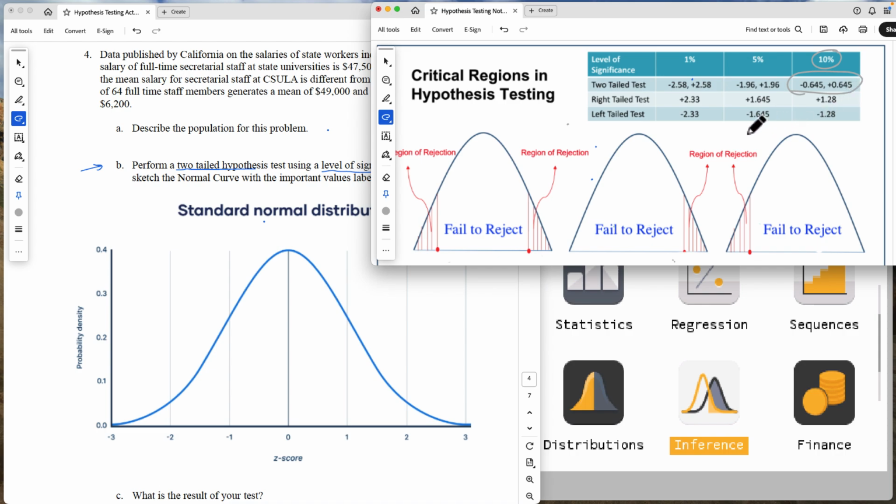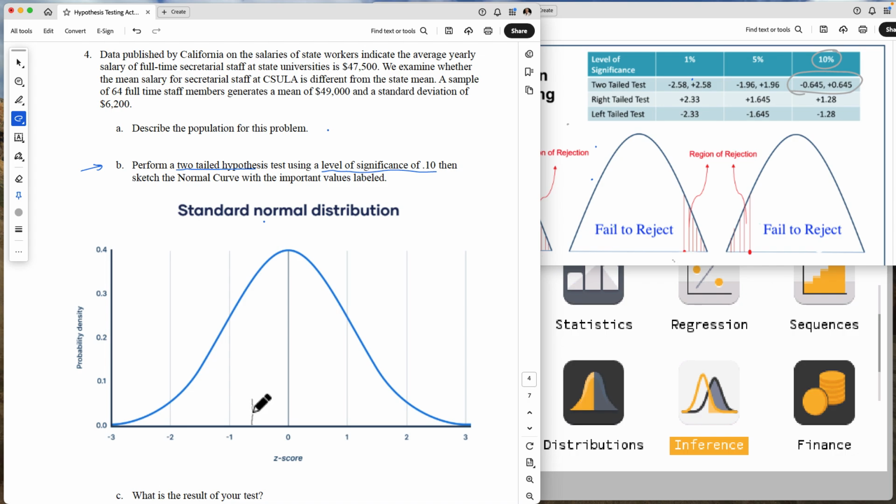This is going to help me set it up with these z values, negative 6.645 and positive 6.645. Wow, that's way in here, right? Here's negative 1. Here's negative 0.5. 6.5 is maybe like way in here. Looks like this should be easy to reject, right? But we'll see.